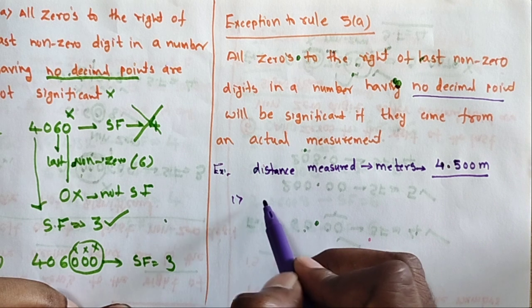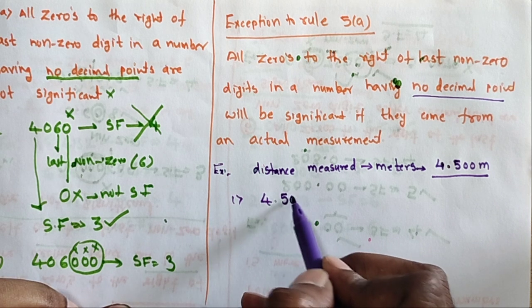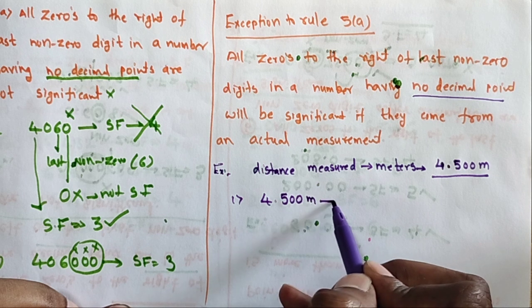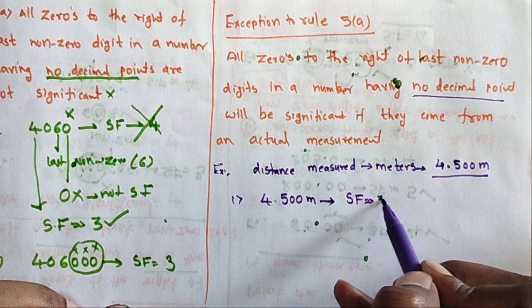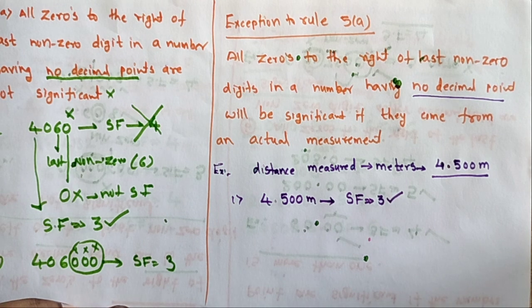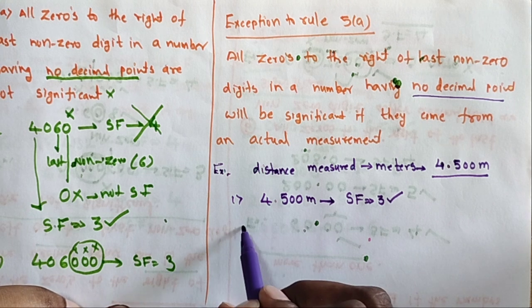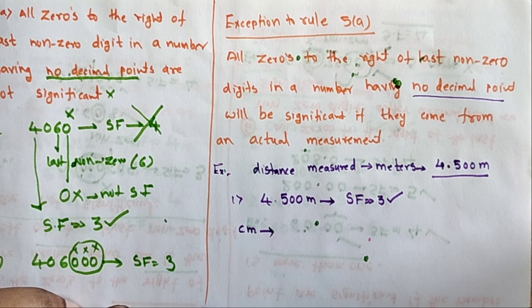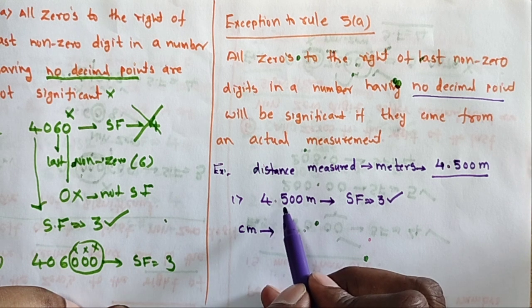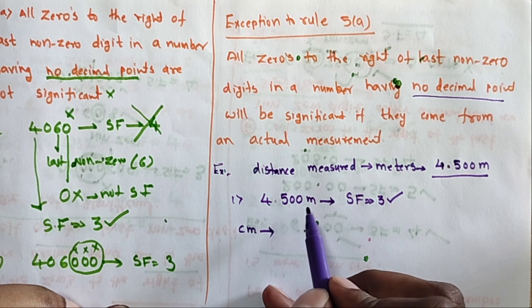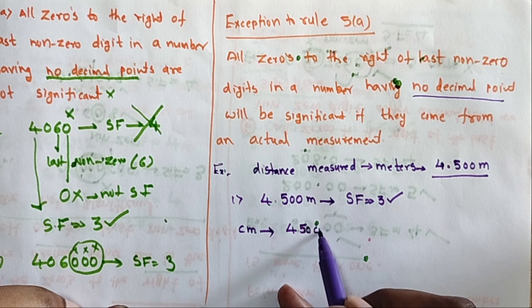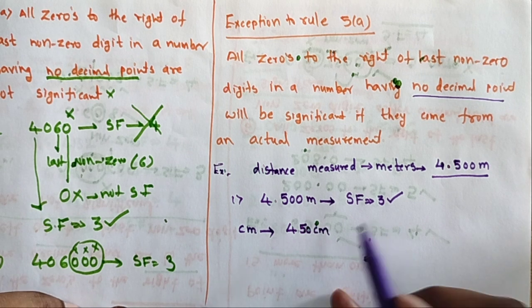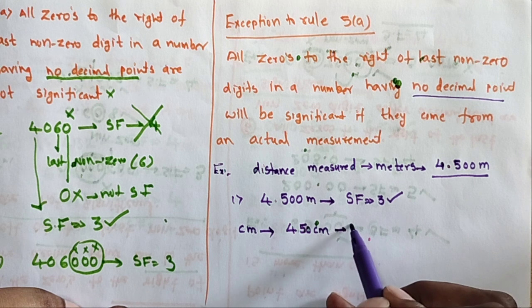So here please listen, 4.500 meters. So generally what is the significant figure? The significant figure is equal to 3. There is no problem. Suppose it is expressed in centimeters. So this 4.500 meters is converted to centimeters, just 450 centimeter. What is the 450 centimeter significant figure?